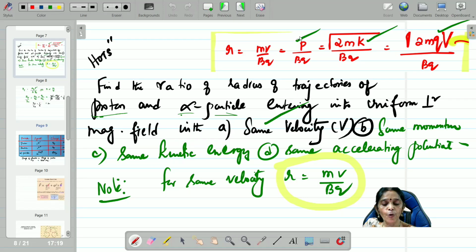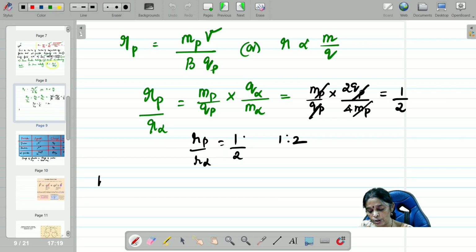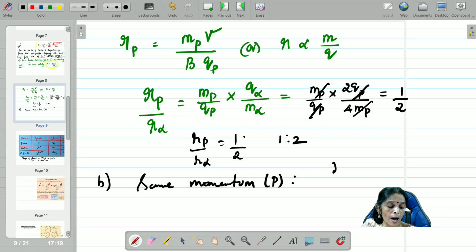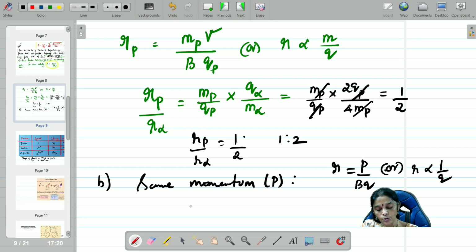Same momentum. What is the formula? P by BQ. If it is P by BQ, how do you write the B part of the question? Same momentum. If it is same momentum, you can write R proton by R alpha is equal to... That is same momentum, no? What formula can you use first? R is equal to P by BQ. Same momentum, P is same, B is same, so I can write R is inversely proportional to Q. So therefore, R proton by R alpha is equal to Q alpha divided by Q proton.